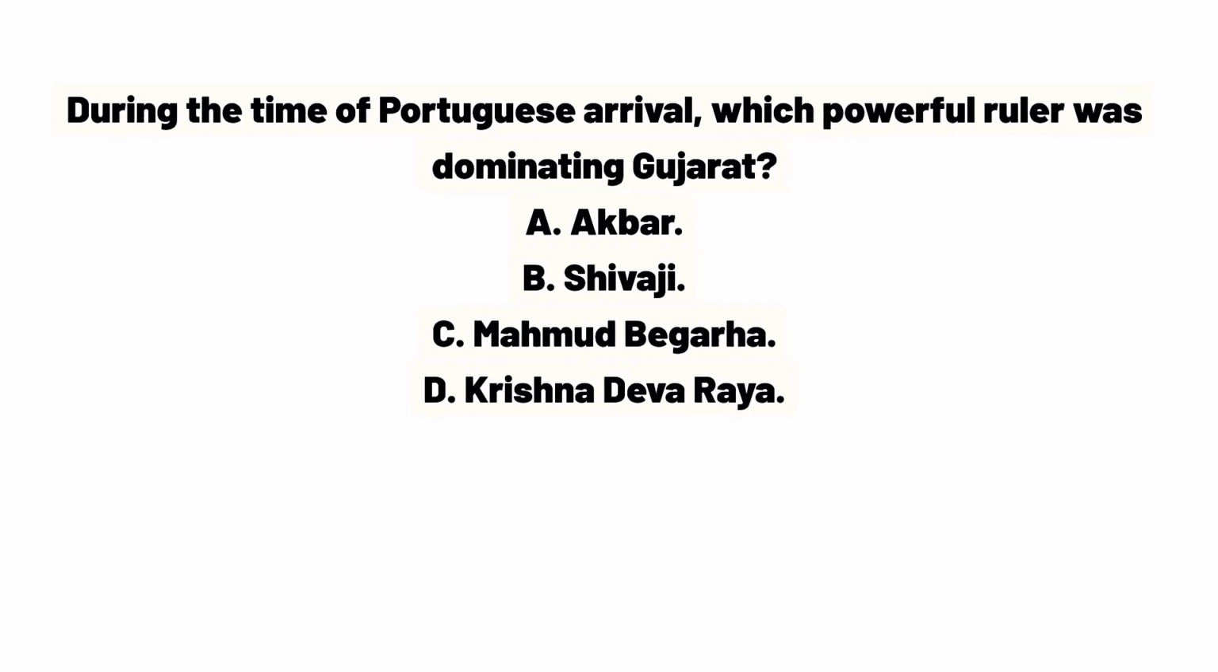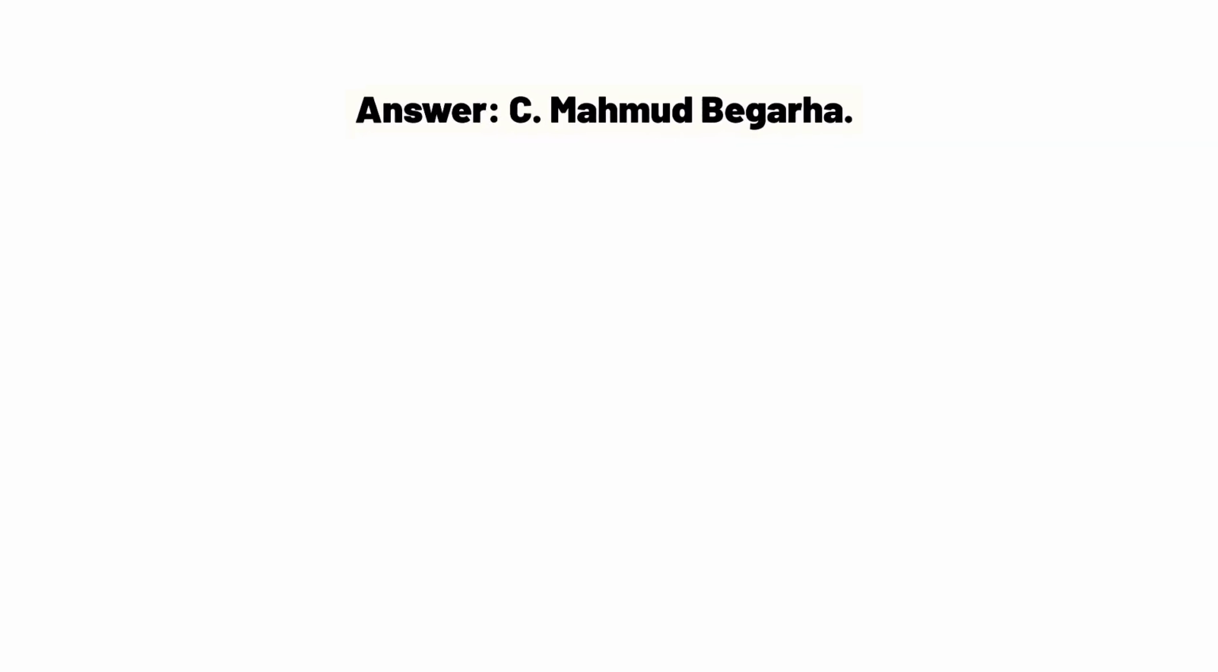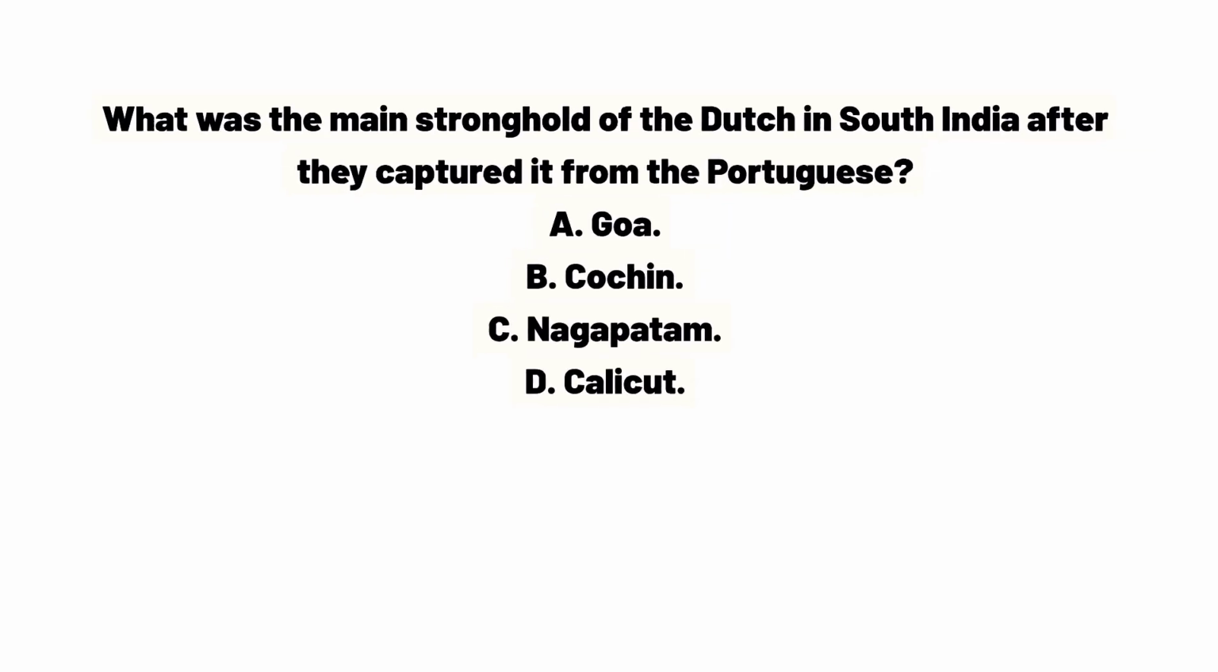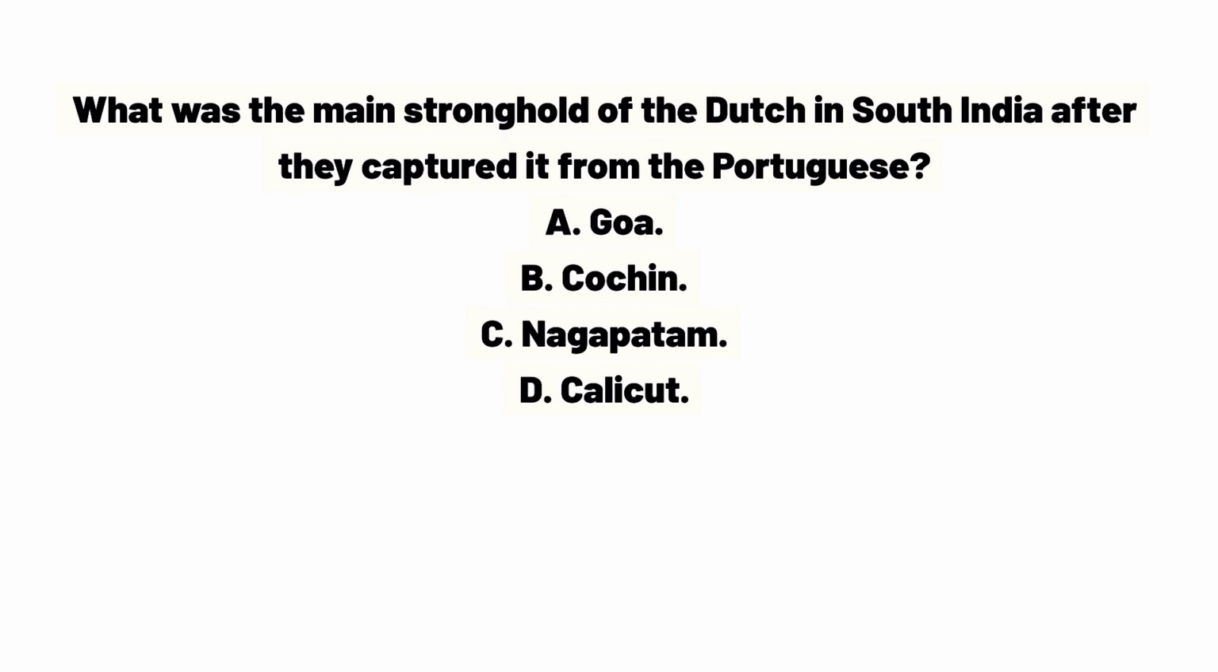During the time of Portuguese arrival, which powerful ruler was dominating Gujarat? A. Akbar. B. Shivaji. C. Mahmud Begaha. D. Krishna Deva Raya. Answer, C. Mahmud Begaha.